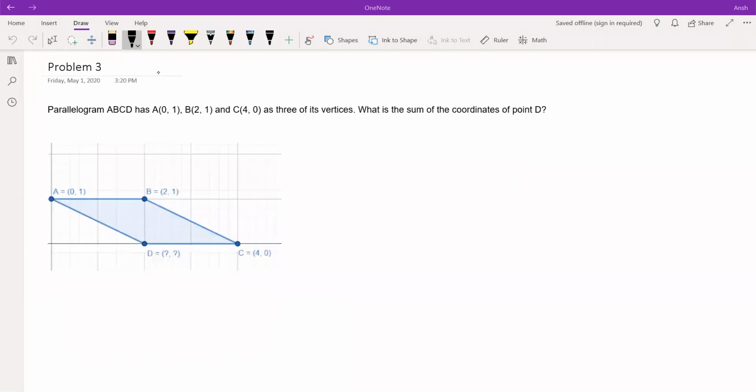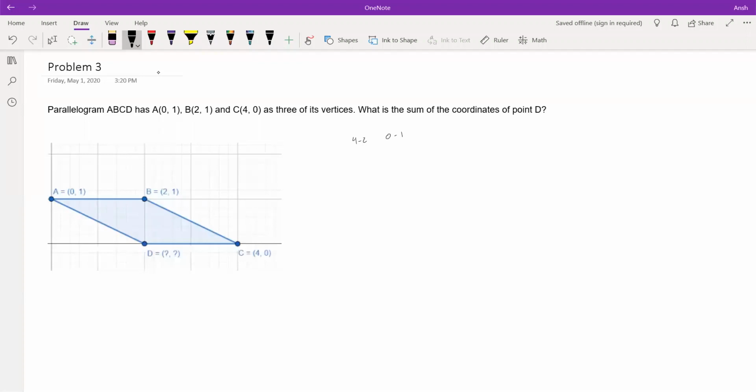All right, so our next question, we have parallelogram ABCD, and we have A at (0, 1), B at (2, 1), and C at (4, 0). As some of you realize, this is not the most difficult problem, but it highlights something special about parallelograms, where we know that AB is the same as DC. It's just translated. So when we translate B to C, it's a translation of 4 minus 2 and 0 minus 1, so (2, -1).